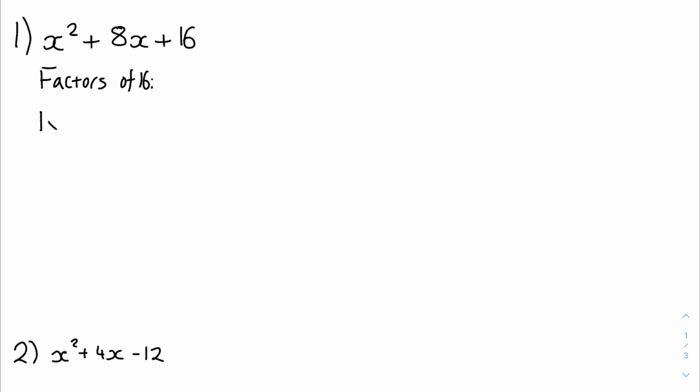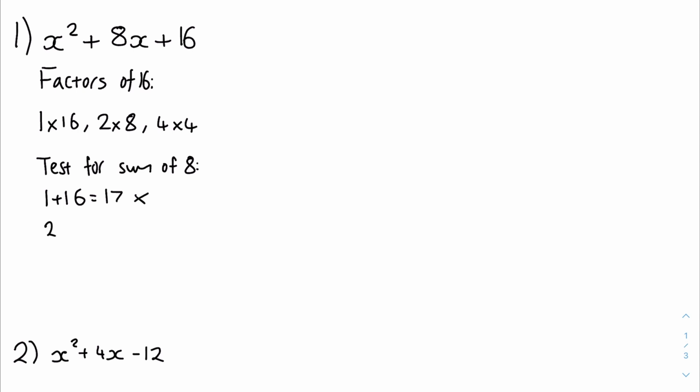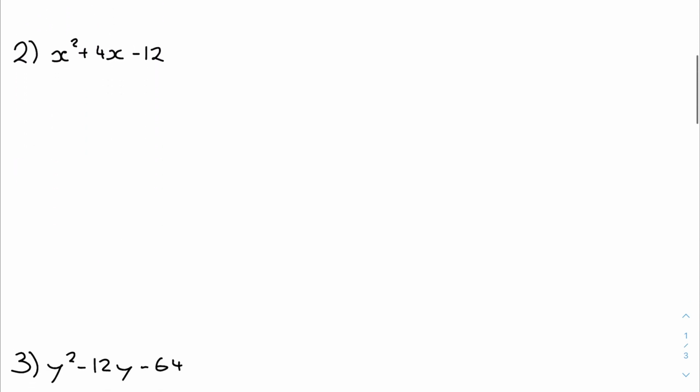So we're going to have 1 and 16, 2 and 8, and 4 and 4. And now we will test for the sum of 8. Okay, so 1 plus 16 equals 17, so that does not work. 2 plus 8 equals 10, which does not work. And then 4 plus 4 equals 8, which does work. So our answer for this question will be (x plus 4)(x plus 4). Perfect.